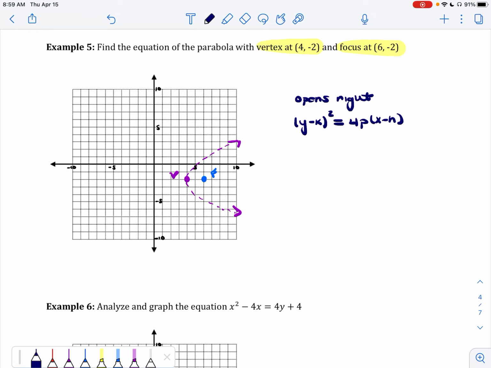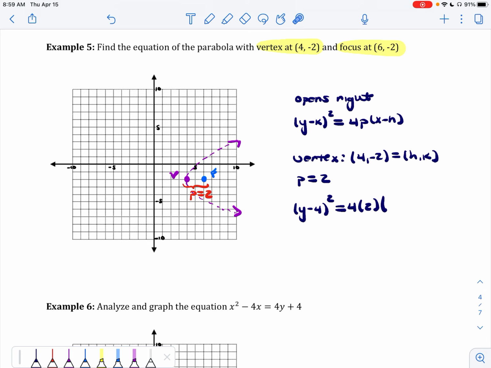So h and k is easy. Remember, h and k are just the vertex. So with a vertex at (4, -2), that is our h and k. And then remember the p-value is just the distance from the vertex to the focus. So those are 2 units apart. So p is equal to 2. So just plugging it in, we'll have (y - 4)² = 4 times 2.